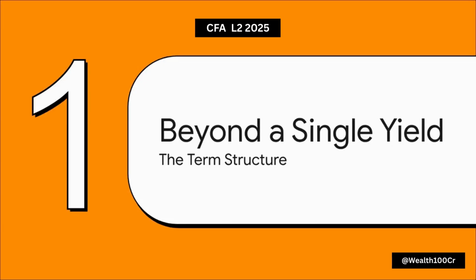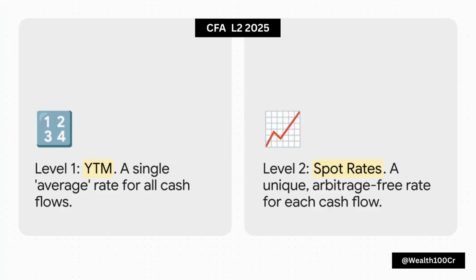Okay, first up, we have to move beyond thinking about a single yield. It's time to stop using one average rate for everything and start using the right rate for each and every payment a bond makes. Let's really break down the difference here. The Level 1 YTM is kind of like a blunt instrument. It's just a single weighted average for all the cash flows. The Level 2 view, using spot rates, is way more precise. It's like using a surgical scalpel. Each individual cash flow gets its own unique discount rate.